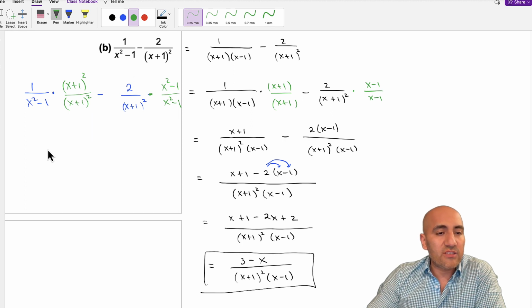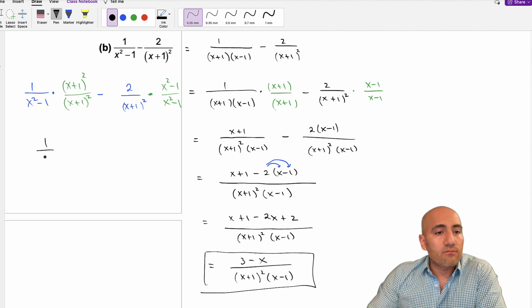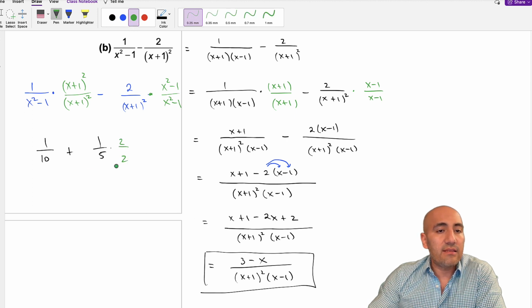Good. It's kind of like if we just had numbers and we had, to add 1 over 10, plus 1 over 5. The least common denominator is a 10, right? All we have to do is multiply this by 2 over 2, and we're home. Right? You can do 2 over 2, common denominator is 10, and we're there.